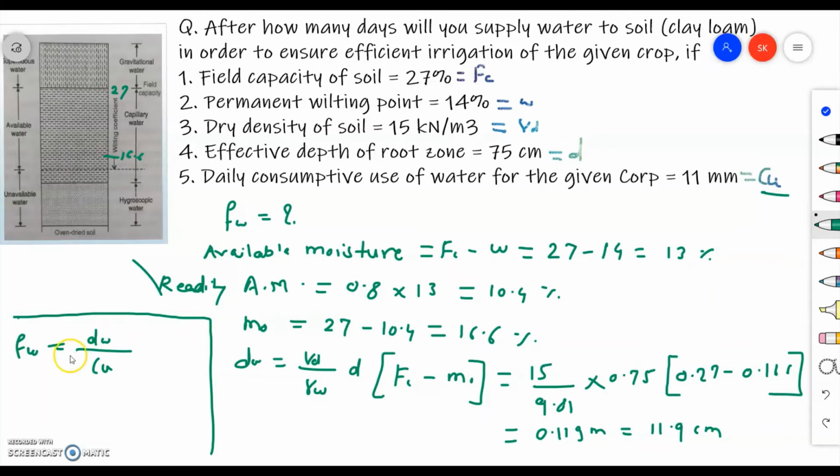So dw we have, which is 11.9 centimeter, and consumptive use is also given, 11 mm, that is nothing but 1.1 centimeter. If we do this calculation, we get the value 10.82. It means we can take 10 or 11 days, so we can say 11 days. So 11 days can be the frequency, or even 10 days can be the answer. So 11 days is the irrigation frequency. In this way we are supposed to solve such problems.